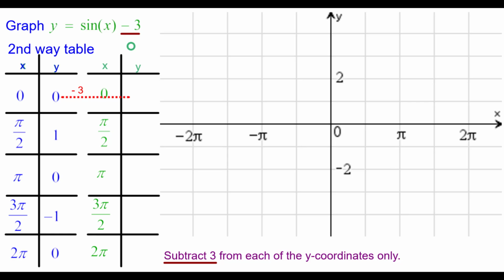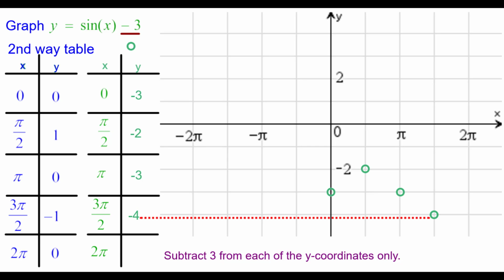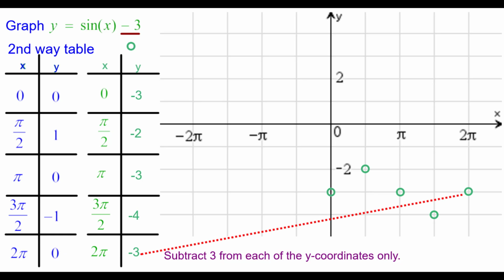So 0 minus 3 is negative 3. And so we'll plot 0, negative 3. 1 minus 3 is negative 2. Pi over 2, negative 2. 0 minus 3 is still negative 3, but pi, negative 3. Negative 1 minus 3 is negative 4. 3 pi over 2, negative 4. And 0 minus 3, negative 3, 2 pi, negative 3.